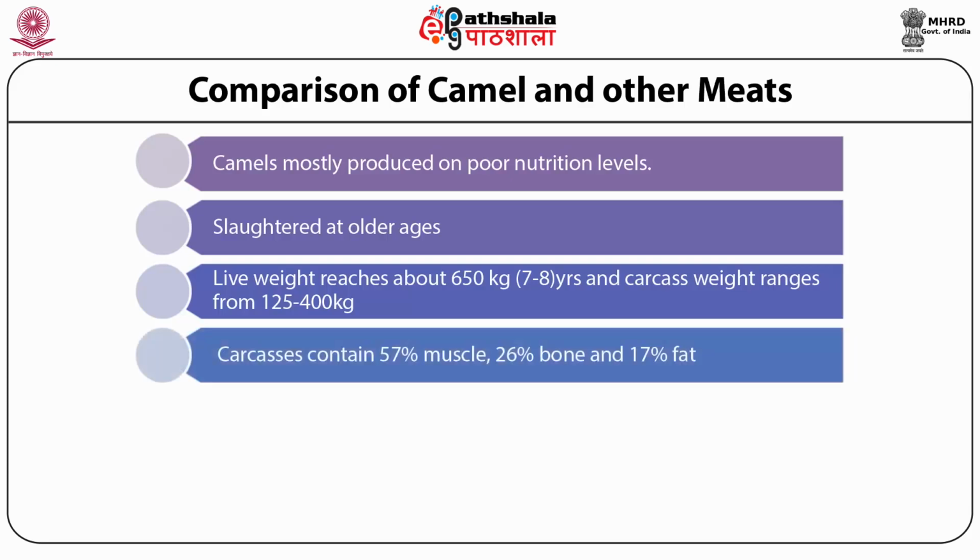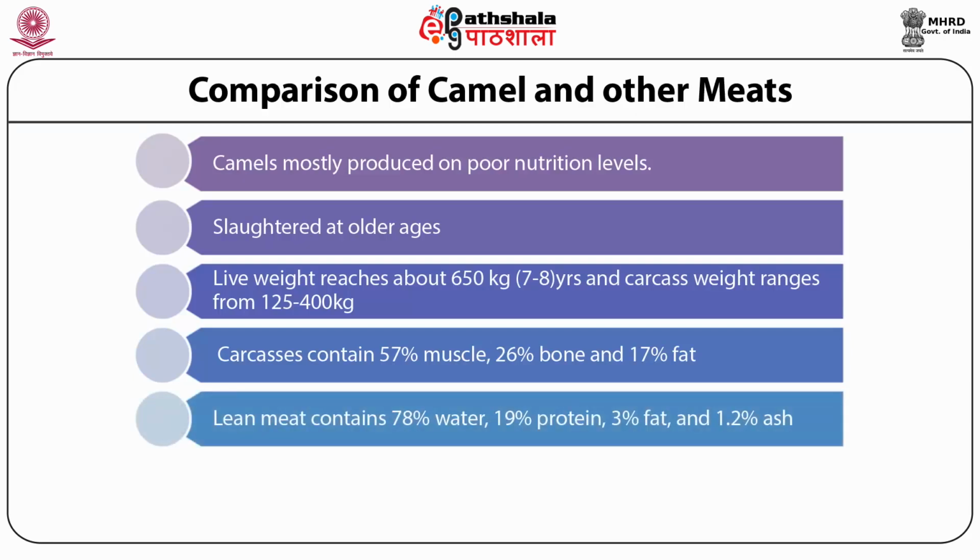Camel carcasses contain about 57% muscle, 26% bone, and 17% fat, with the fore halves, cranial to rib 13, significantly heavier than the hind halves. Camel lean meat contains about 78% water, 19% protein, 3% fat, and 1.2% ash, with a small amount of intramuscular fat, which renders it a healthy food for humans.